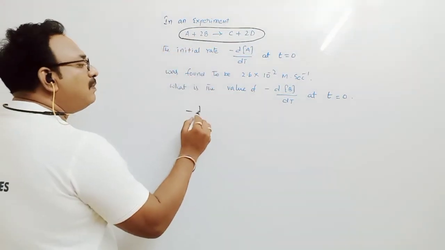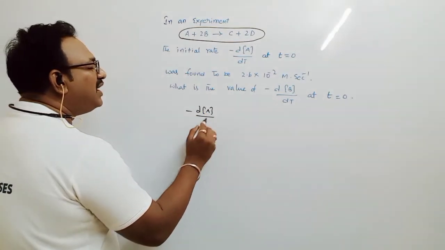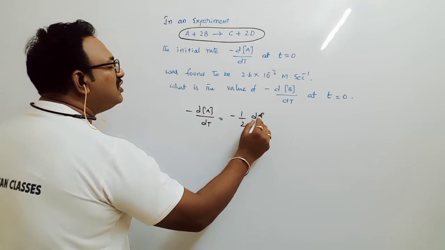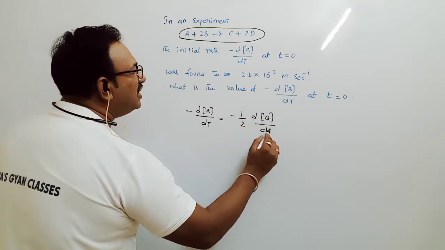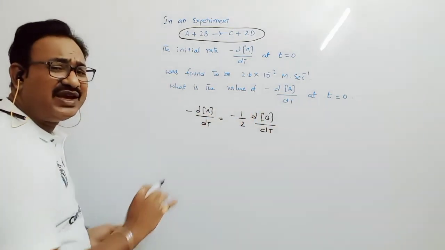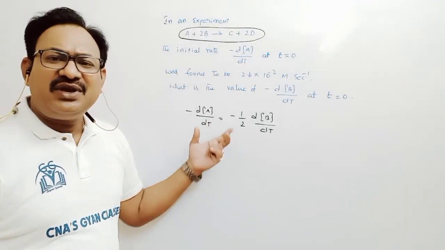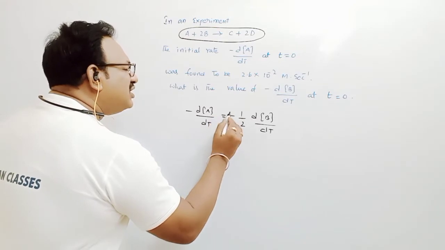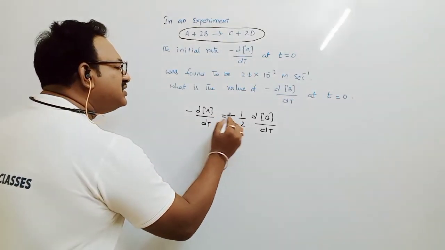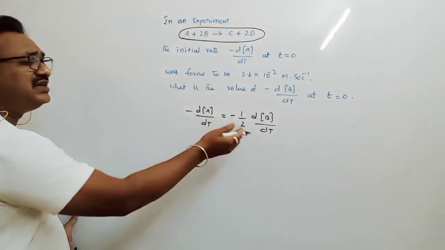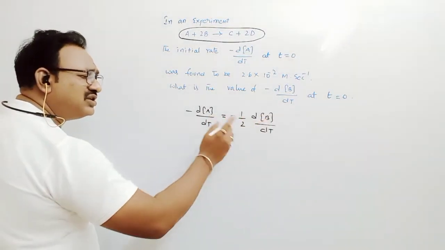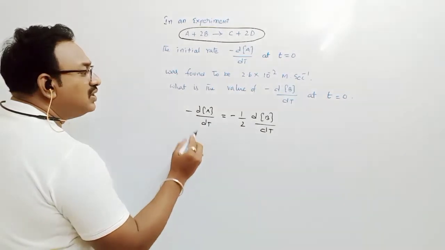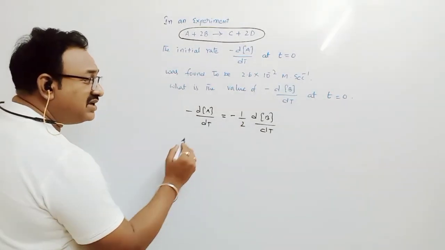How? Minus d concentration of A by dt is equal to minus 1 by 2 d concentration of B by dt. From this it will come. Just to compare A and B, no need to write all the terms. Say, d concentration of A by dt, decrease in concentration with respect to A, is equal to half into decrease in concentration of B with respect to time. Okay. Now, therefore, did you understand this?